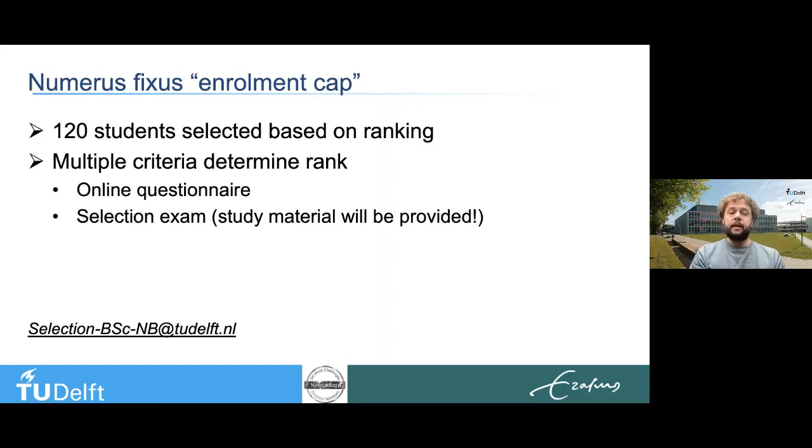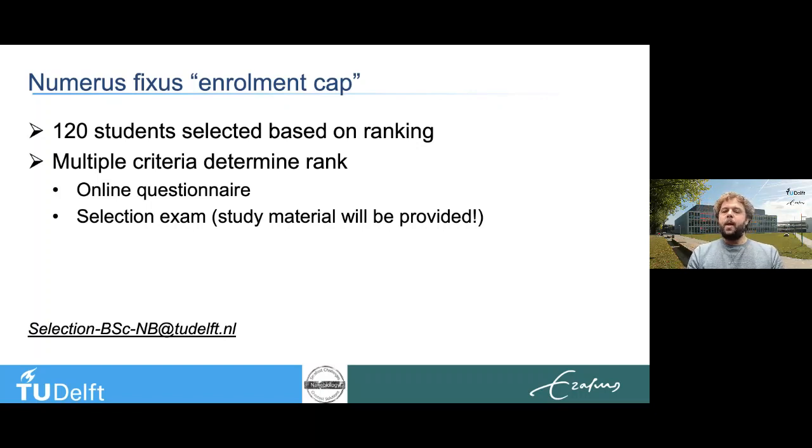The other is a selection exam, often early March. And that's an exam in which you have to answer questions and solve problems, nanobiology problems, and for which we will provide you with study material. And also there it's based on a rank, so it's not that we say you need a 6 to be eligible for our course for nanobiology.